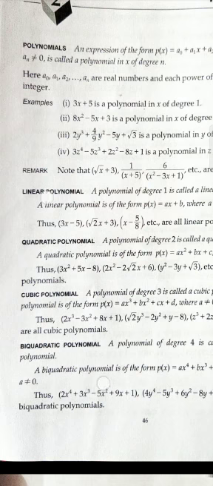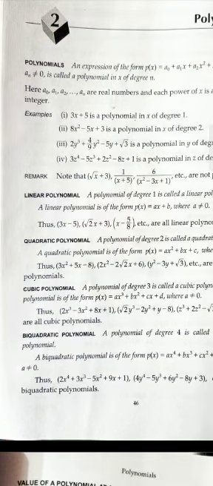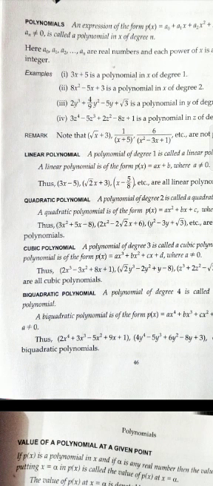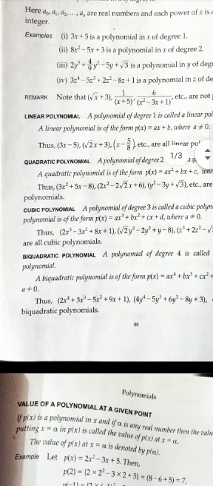What is a quadratic polynomial? As we know, the highest degree of the variable is said to be the degree of the polynomial. So if the degree of the polynomial is 2, then we can say that the polynomial is a quadratic polynomial. Similarly, if the degree of the polynomial is 3, then it is a cubic polynomial, and if the degree of the polynomial is 4, then it is a biquadratic polynomial.